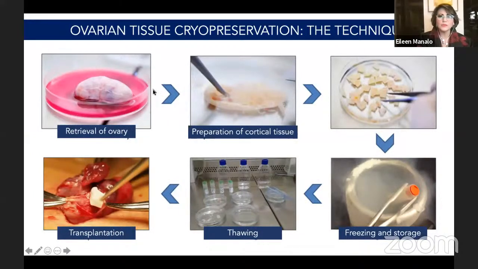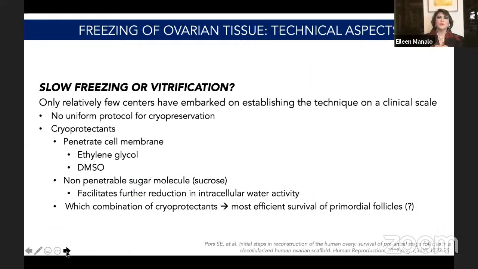This is retrieval of the ovary, and then you take out the medulla. So you cut the ovary in bivalve and take away the medulla, leaving the 1 millimeter thick cortical tissue. You cut the cortical tissue into 5 millimeter strips, 5 by 5 by 1 millimeter. And then you freeze in liquid nitrogen. You keep it there until the time that menopause sets in, and you put it back into the individual. Okay. So how do you go about freezing?